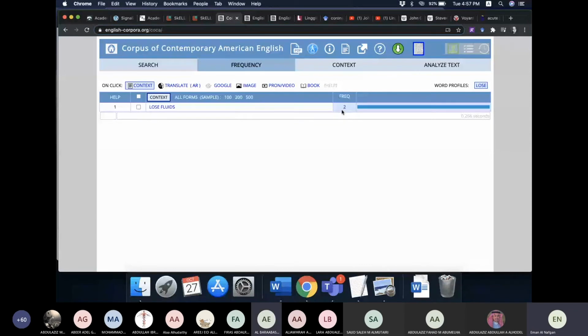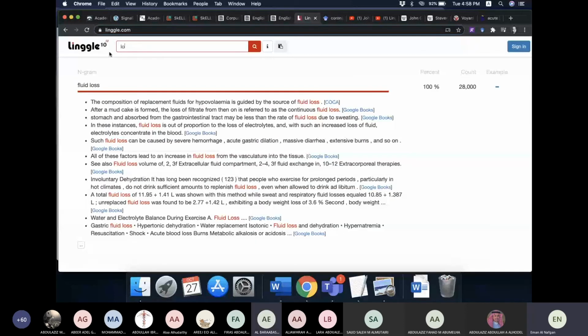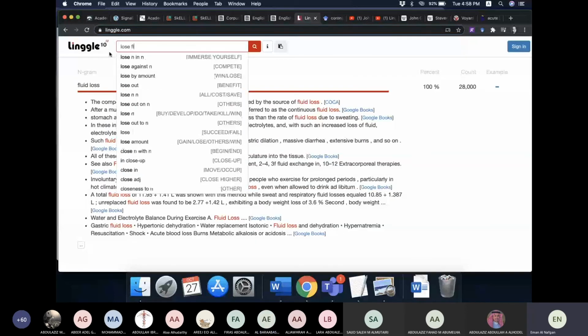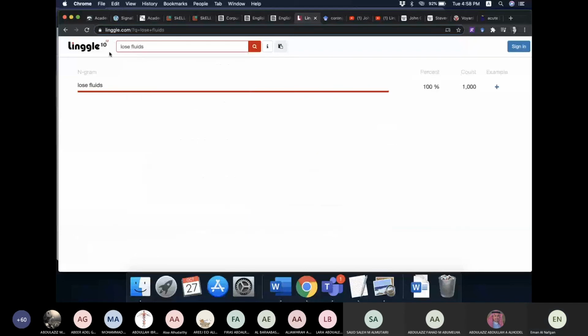Okay. Lose fluids. Would you use "lose fluids"? I wouldn't. No, you wouldn't, right? And you try to figure out a way to use it. So, I want to show you here. If you look at "lose fluids," and I tried this before, you can see that it occurs only 1,000 times.